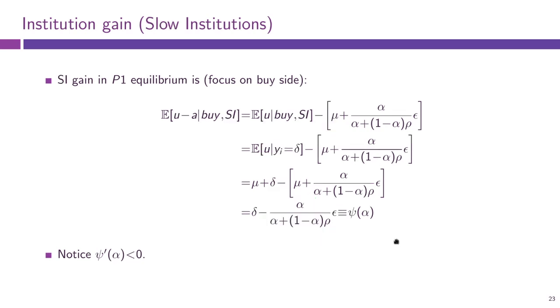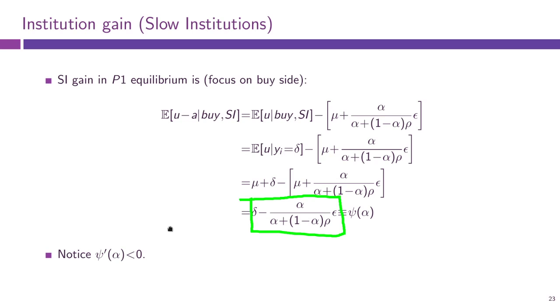Moving on to slow institutions, we can do all the same manipulations. We will have the same ask price as we just had. The expected private valuation U, conditional on the slow institution's decision to buy, is mu plus delta. Why? Because slow institution does not know V, but it only decides to buy if its private valuation Y is positive, is high, is equal to delta. So they get mu plus delta, and then plus or minus epsilon on average. If we reduce this, we will obtain this expression, which is also decreasing in alpha for the very same reason. More informed fast traders in the market, the worse is the price.